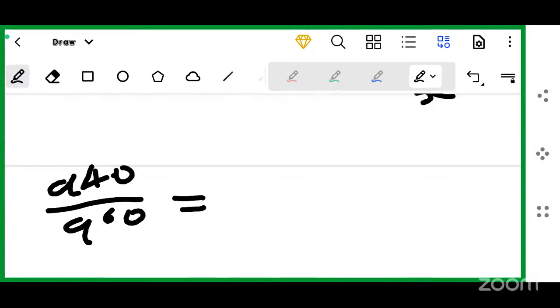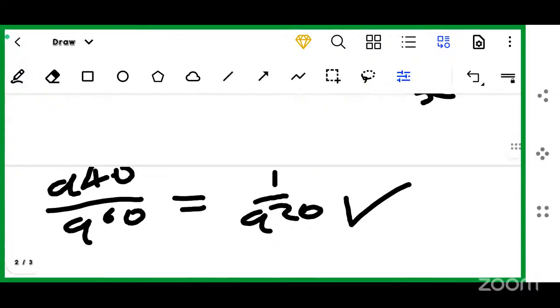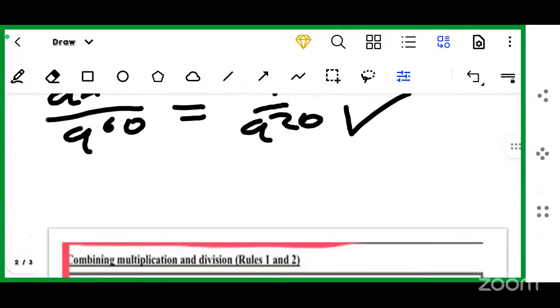Ma'am, I got 1 over a to the power of negative 20. Okay, negative 20, just like this. No, sorry. I got 1 over a to the power of 20. Perfect. Very nice. Okay, so let me give you one again and then we'll pass.